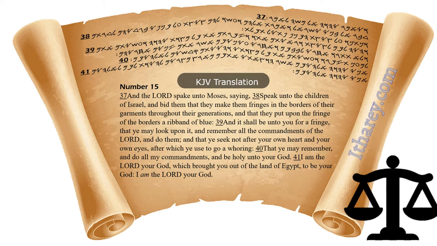Let's read King James, Numbers 15:37. And Yahweh spake unto Moses, saying, speak unto the children of Yeshar'al, and bid them that they make them fringes in the borders of their garments throughout the generations, that they may put upon the fringe of the borders a ribbon of blue. And it shall be unto you a fringe, that ye may look upon it, and remember to do all the commandments of Yahweh, and do them, that ye seek not after your own heart and your own eyes, after which ye use to go a whoring, that ye may remember to do all my commandments, and be holy unto your God. I am Yahweh, your Elohim, which brought you out of the land of Egypt to be your Elohim. I am Yahweh, your Allah.